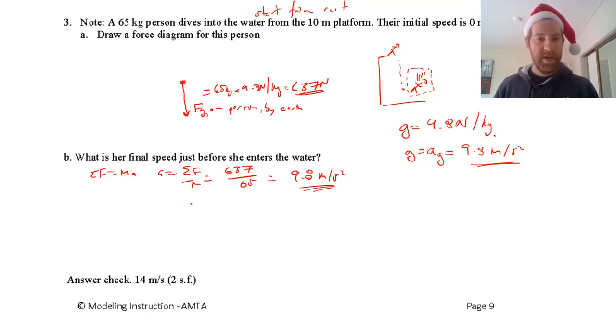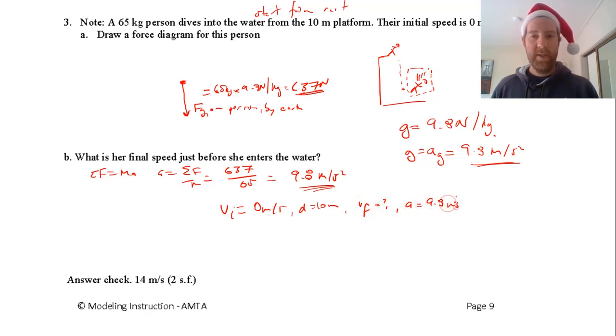But we want final speed. So we've got an initial speed of 0 meters a second. We've got distance is 10 meters. We want to find final speed, and we've got acceleration is 9.8 meters per second squared. They're falling down this way. Let's say that's their starting point, and this is the positive direction. So that's the same direction as this. So acceleration in this case is positive.